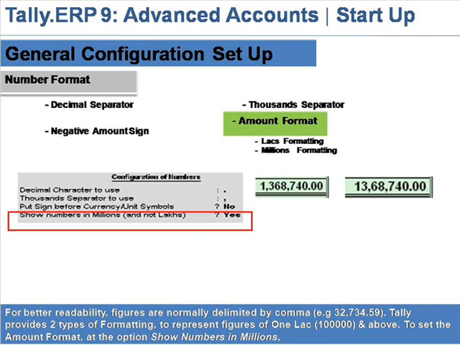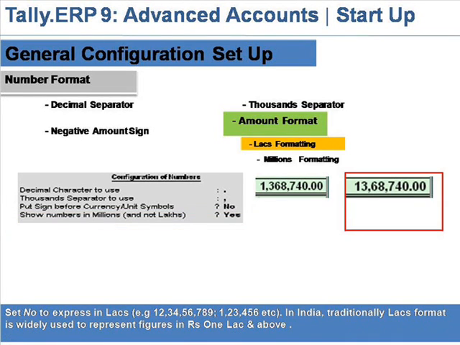Amount format. For better readability, figures are normally delimited by commas. For example, 32,734.59 is represented by a comma after 32. Tally provides two types of formatting to represent figures of lakh and above. To set the amount format, at the option Show amounts in millions, set as follows. Lakhs formatting. Set No to express in lakhs.